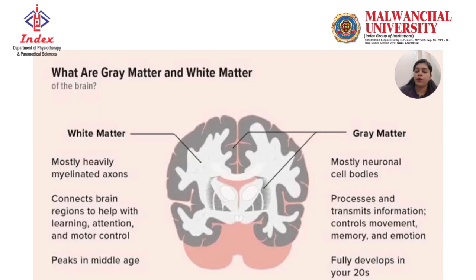Now what are gray matter and white matter? As you can see here, this is the white matter, and this one is the gray matter. White matter is the most heavily myelinated axons, and the gray matter is mainly neuronal cell bodies. White matter connects brain regions to help with learning, attention and motor control. So white matter is associated mainly with learning, attention and motor control. And gray matter processes and transmits information, and it controls movement, memory and emotion.